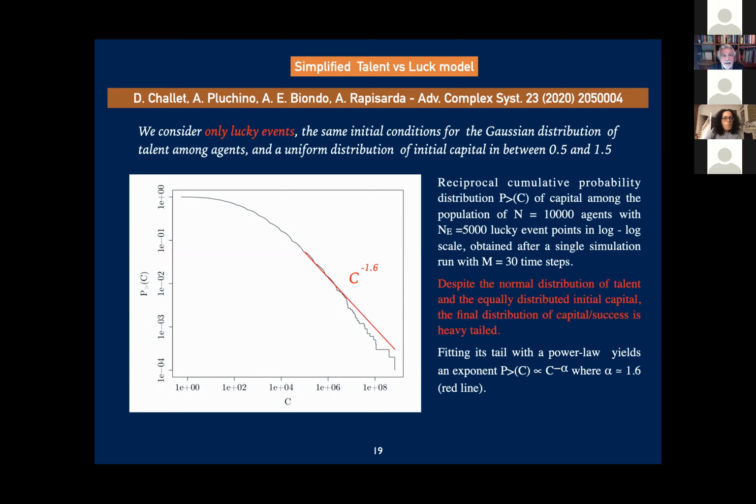Okay, then Damien Challet came in, and we tried to understand more in detail these dynamics, and we simplified the model, because although the model is simple, it's not that simple to solve analytically. And so we consider only lucky events. And even if you consider only lucky events, you can get a distribution of probability of having a capital greater than a certain quantity C, which is a power law, as is shown in this plot.